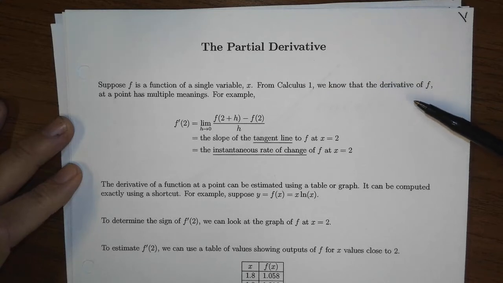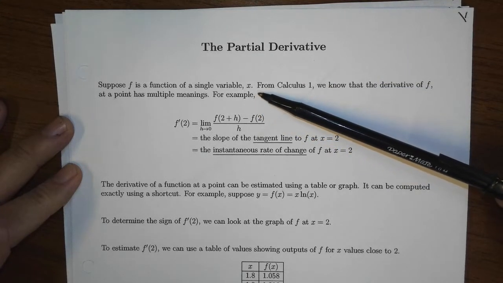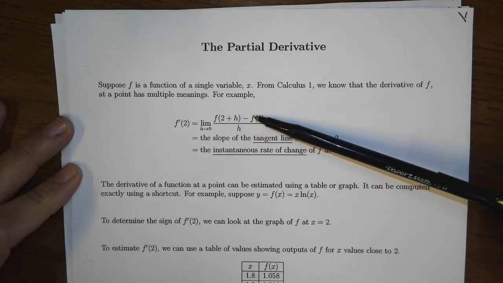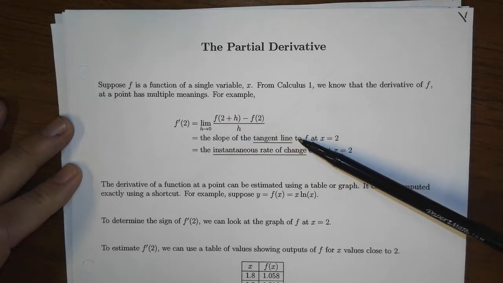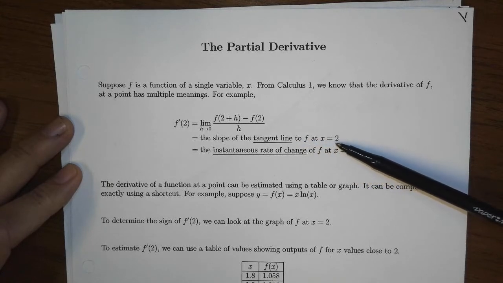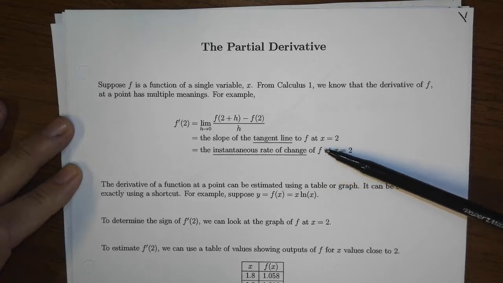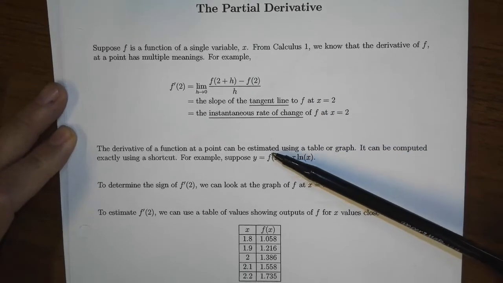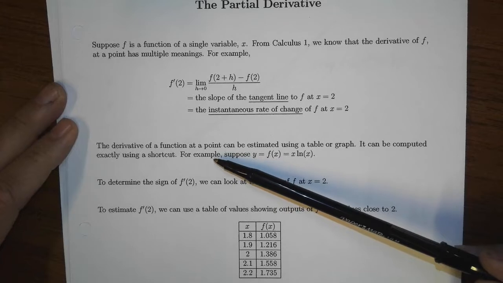From calculus 1, we know that the derivative of f at a point has multiple meanings. For example, we can express it as a limit. I'll look at f prime of 2, say. It represents the slope of the tangent line to the function at x equals 2. It also represents the instantaneous rate of change of f at x equals 2. And we know that we can estimate a derivative at a point using a table or a graph, but we can also compute it exactly using a shortcut.